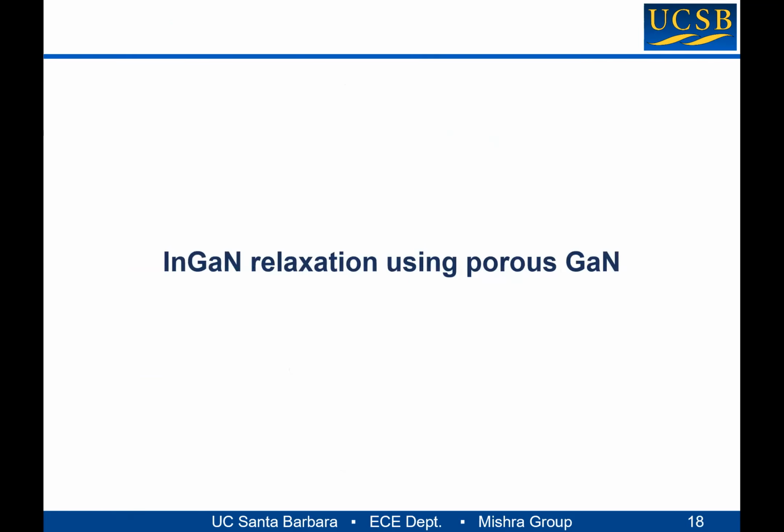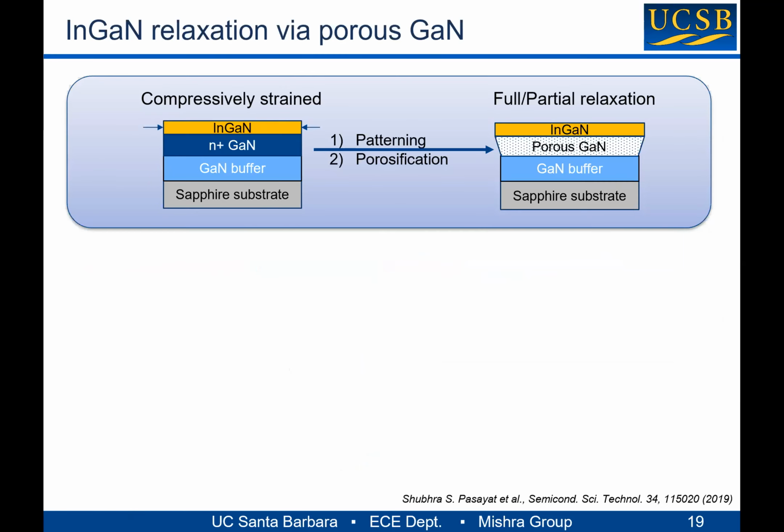Let's move on to the InGaN relaxation experiment. To demonstrate the idea that InGaN can relax on the micrometer scale, we started out with growing compressively strained InGaN on GaN-on-sapphire templates with a buried n+ doped GaN layer. We then patterned them into fins so that the electrolyte can access the bottom n+ layer during the electrochemical etch and porosify that layer.